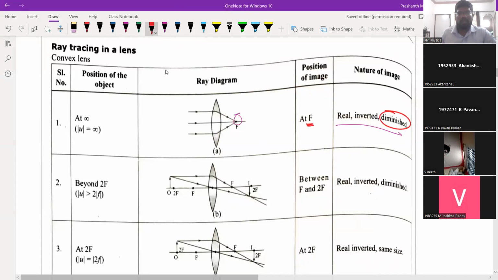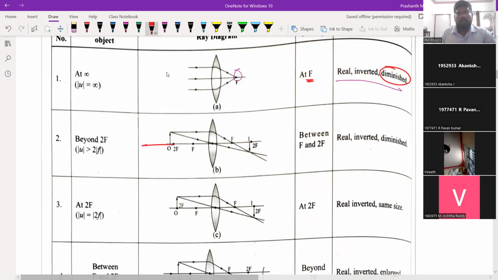If you place the object beyond 2f, where is the image formed? Whenever we draw the diagram, we need two rays. What are the two rays? We can take one ray parallel. When you take the ray parallel, after passing through the lens, it should pass through the focus. And the other ray: if the ray passes through the optical center, it goes undeviated. Where these two rays meet is the point where the image is going to form. We'll always draw the ray diagram this way, so you don't have any confusion.